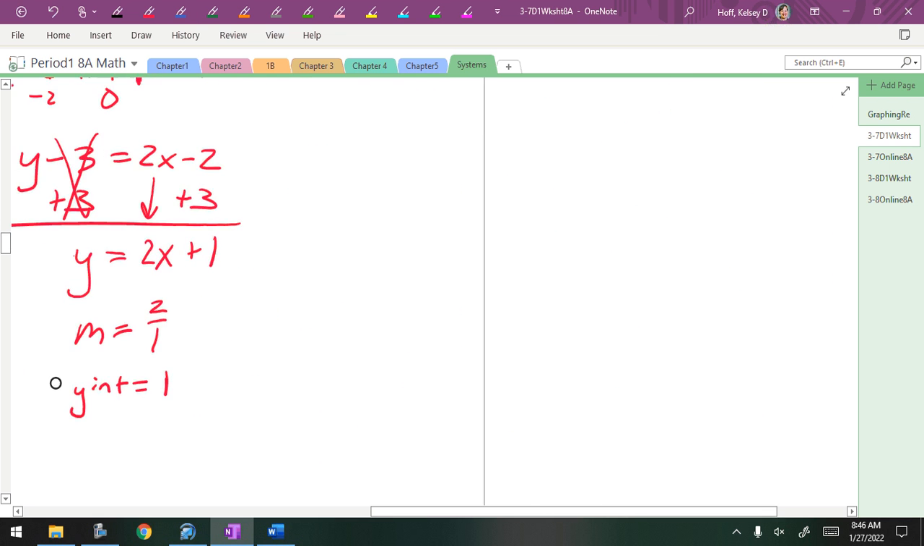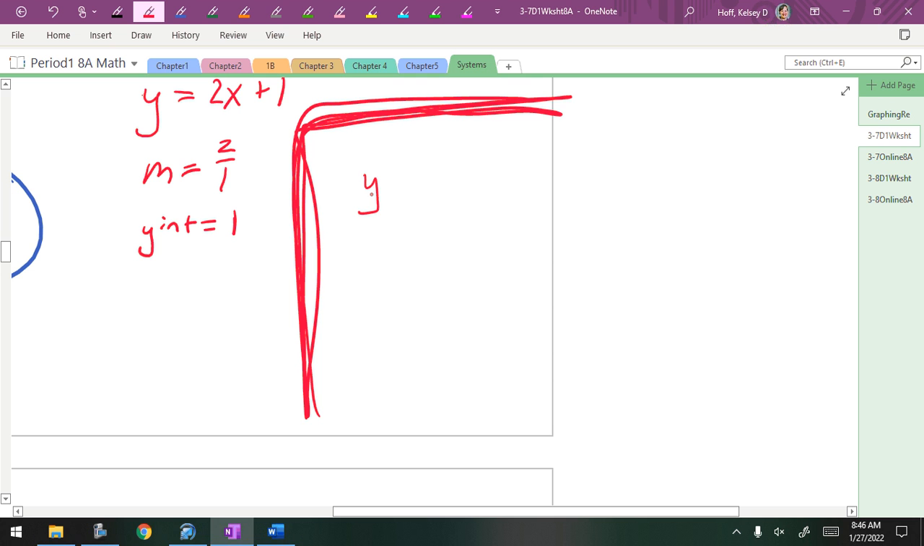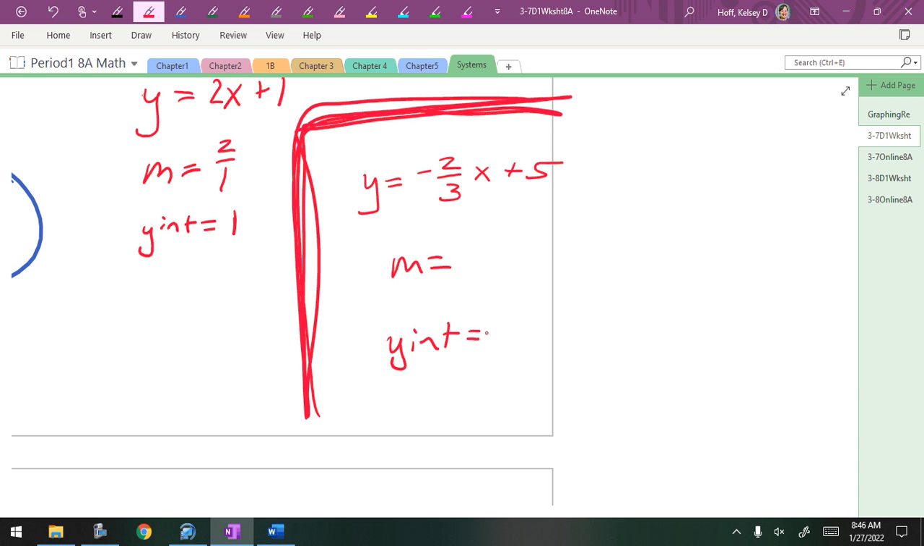I have a question for you. You have some open space. I just put my work there, but you have some open space on that lower right-hand corner. Write this equation down once. Y equals negative 2/3 x plus 5. Everybody take a minute. Write for me, what is the slope? What is the y-intercept? Y equals negative 2/3 x plus 5.